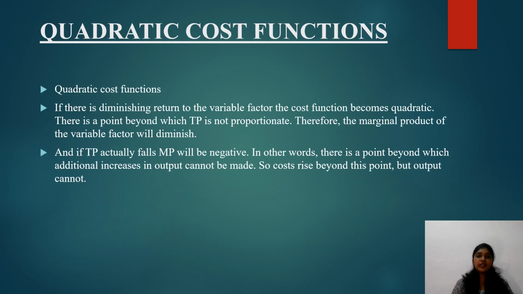The second one is the quadratic cost function. If there is a diminishing return to the variable factor, the cost function becomes quadratic. There is a point beyond which TP is not proportionate. Therefore, the marginal product of the variable factor will diminish, and if TP actually falls, MP will be negative. In other words, there is a point beyond which additional increases in output cannot be made. So cost rises beyond this point but output cannot.